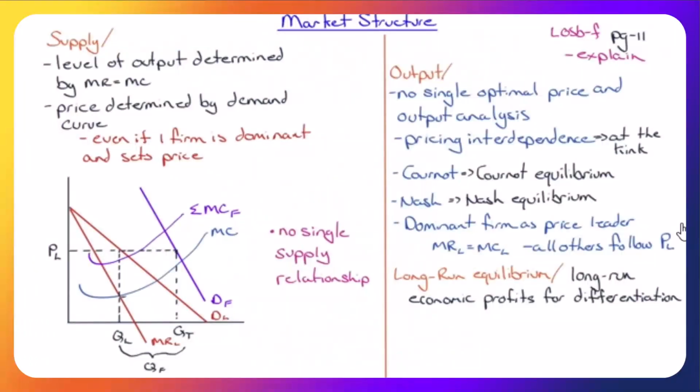Well, let's move on to an analysis of supply under a market structure of oligopoly. If we recall, under perfect competition, we derived the supply analysis under that condition. The same applies to oligopoly with a little twist. So let's have a look at what we have here. The level of output will be determined by marginal revenue equaling marginal cost, but price, as we know, is determined by the demand curve. And this is even if one firm is dominant and sets the price.